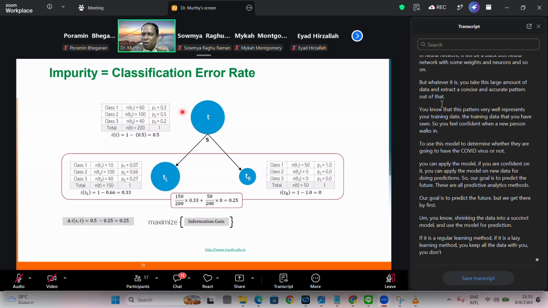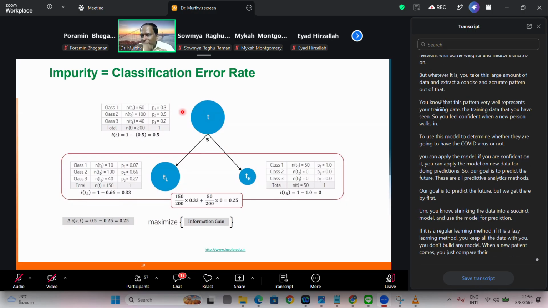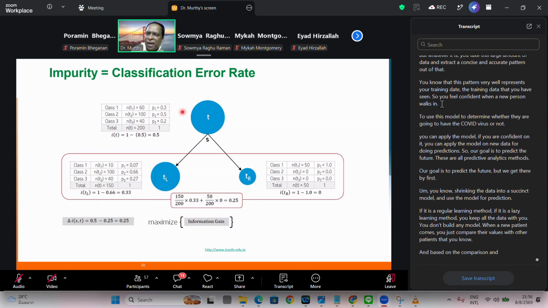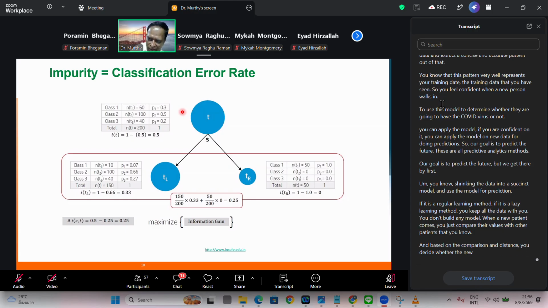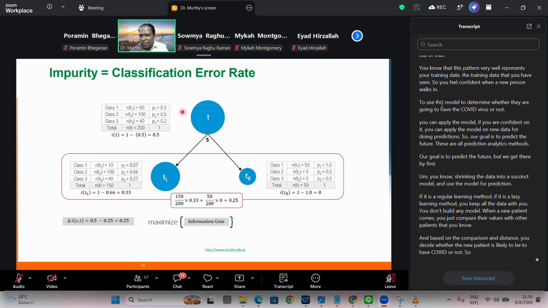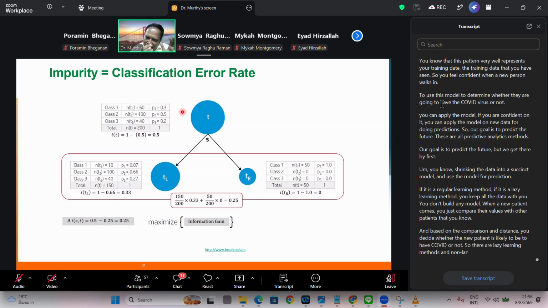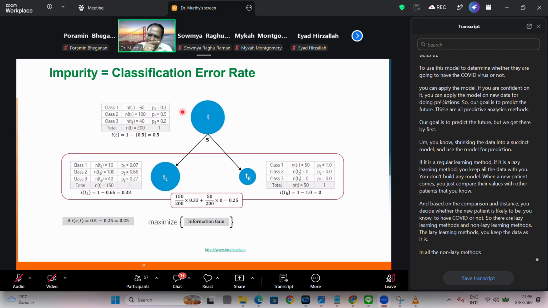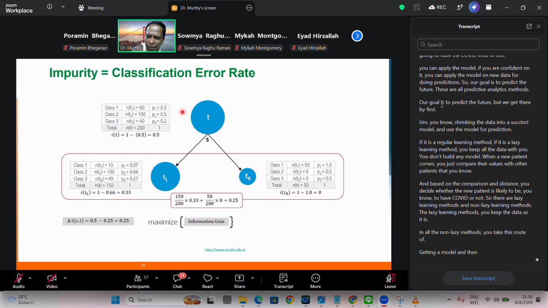You don't build any model. When a new patient comes, you just compare their values with other patients that you know, and based on the comparison and distance, you decide whether the new patient is likely to have COVID or not. So there are lazy learning methods and non-lazy learning methods. In the lazy learning methods, you keep the data as it is. In all the non-lazy methods, you take this route of getting a model and then using it for prediction. But our goal is prediction.